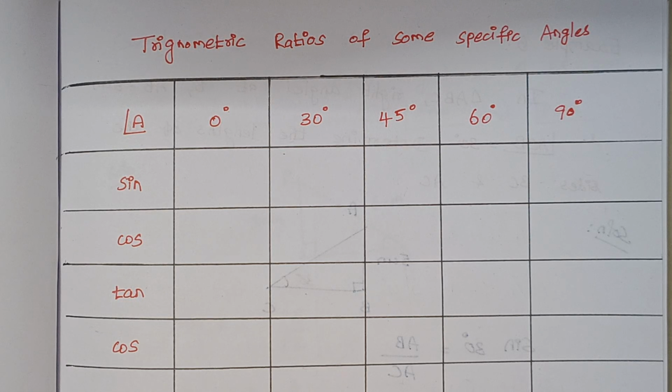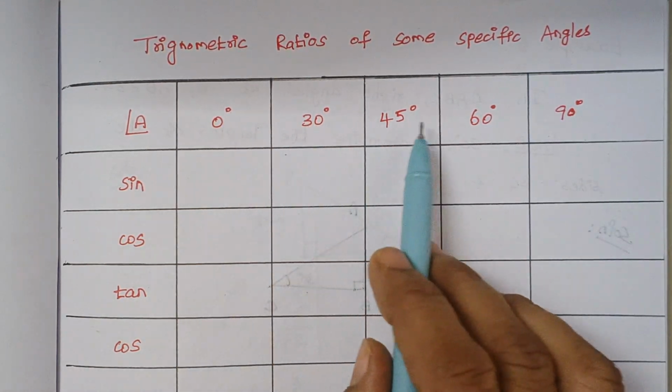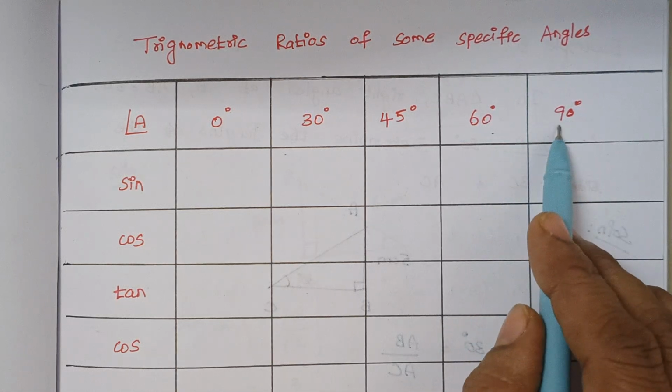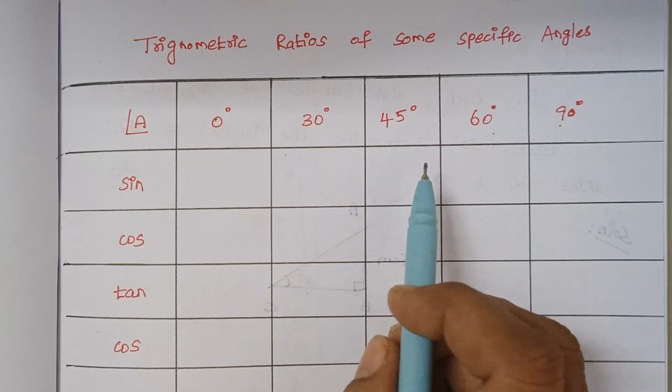Today we are going to discuss the topic trigonometric ratios of some specific angles. So now we are going to fill this tabular column, right? Here we are limiting our angles to 0 degree, 30 degree, 45, 60 and 90, right? So totally 1, 2, 3, 4, 5.